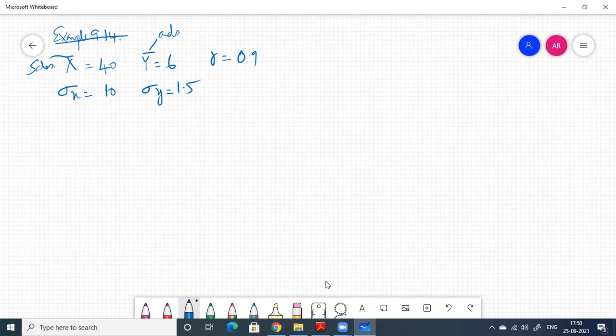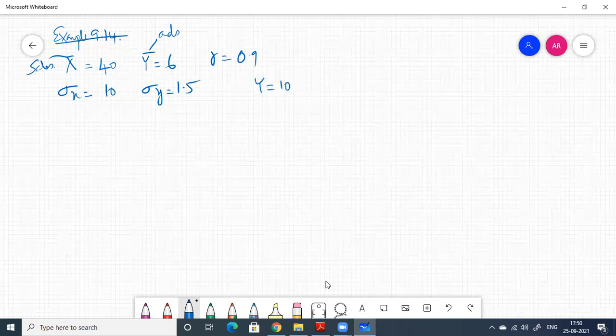Okay. Suppose y is equal to 10 crore. How much is x? Okay. This is sales. How much sales you'll get when y is equal to 10 crore. That is what to find. Okay. How to find? See, there is other formula which we forgot, is equal to r into sigma.